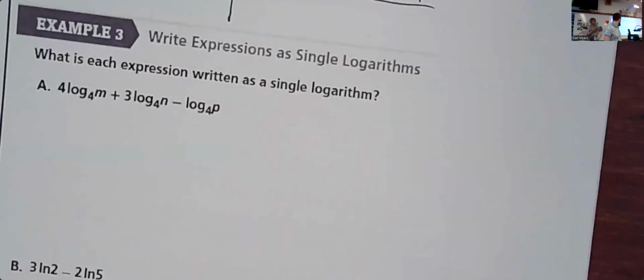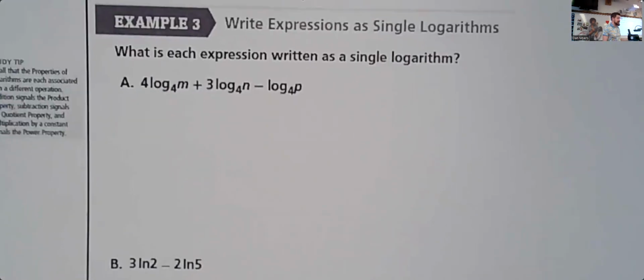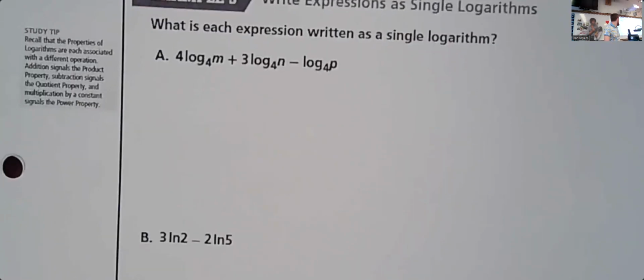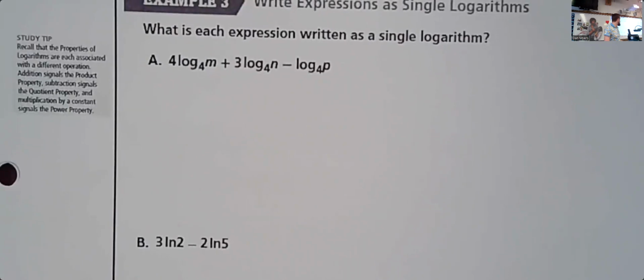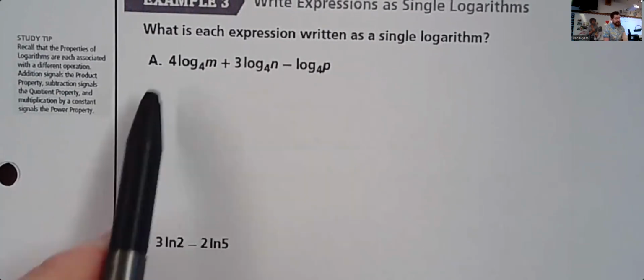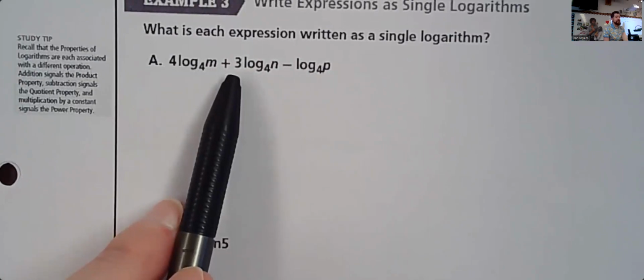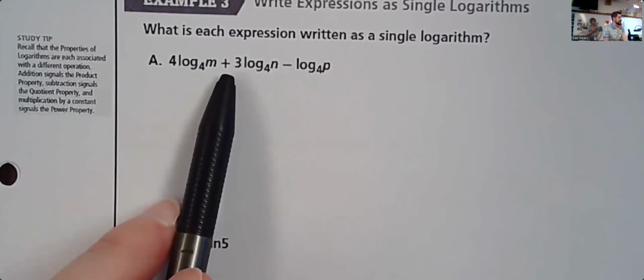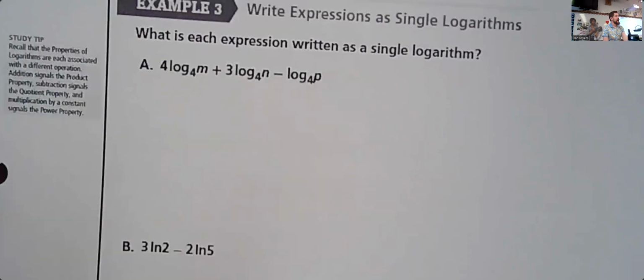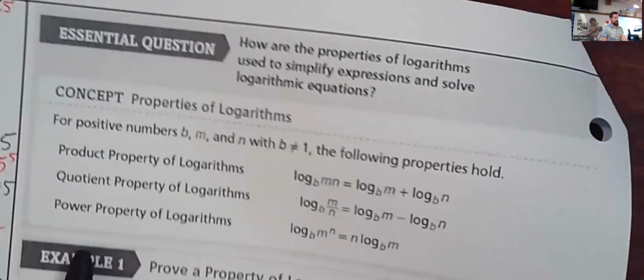Now, going from expanded form and putting things together in a more simplified form is definitely going to be a more useful thing. So I see addition and subtraction, which means I see both product and quotient property. And I see numbers in front of each of the first 2 logarithms. So that means the power property as well.